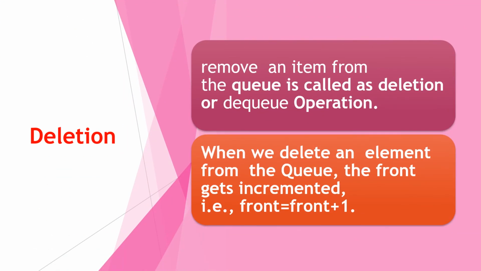Deletion. Removing an item from the queue is called deletion or dequeue operation. When we delete an element from the queue, the front gets incremented. That is, front equal to front plus 1.